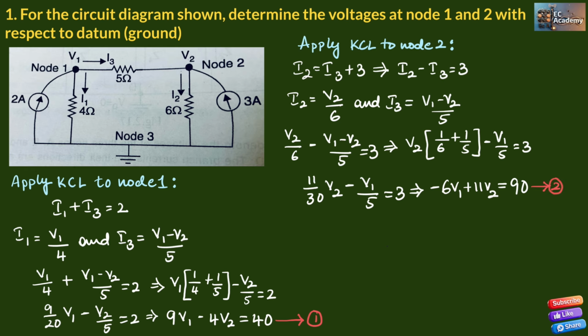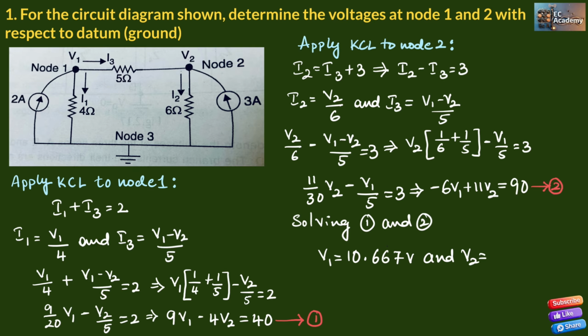Now we have equation 1 and equation 2. Let us simplify these two equations, and we will get the values of V1 and V2. So solving equation 1 and equation 2, we'll get V1 is equal to 10.667 volt and V2 is equal to 14 volt. So these are the values of node voltages at node 1 and node 2.